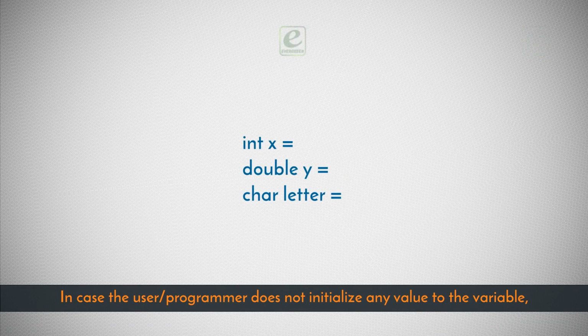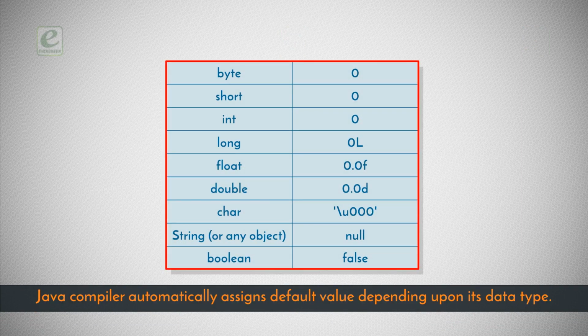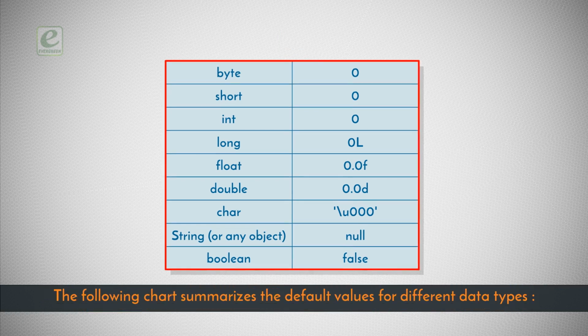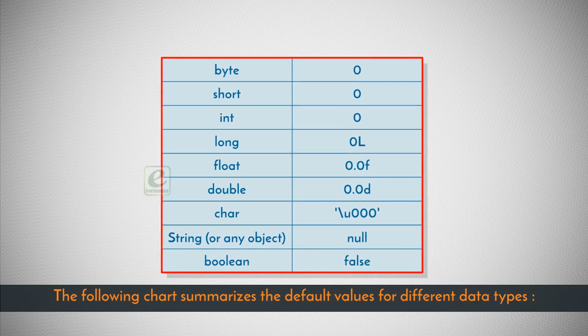In case the user or programmer does not initialize any value to the variable, the Java compiler automatically assigns a default value depending upon its data type. The following chart summarizes the default values for different data types.